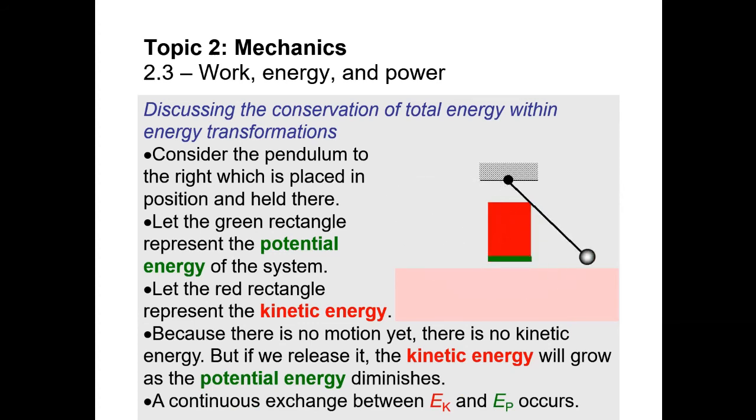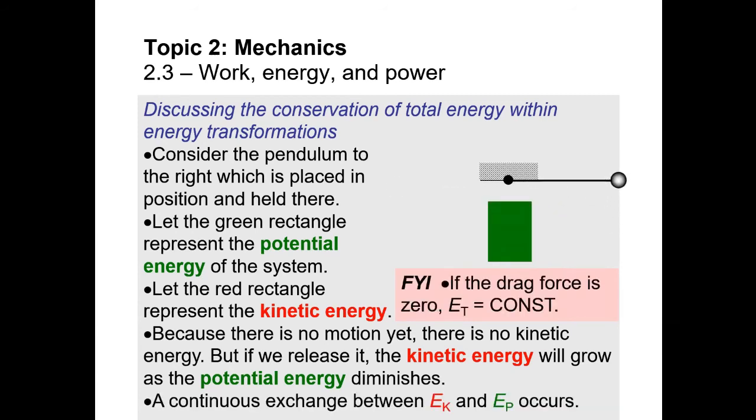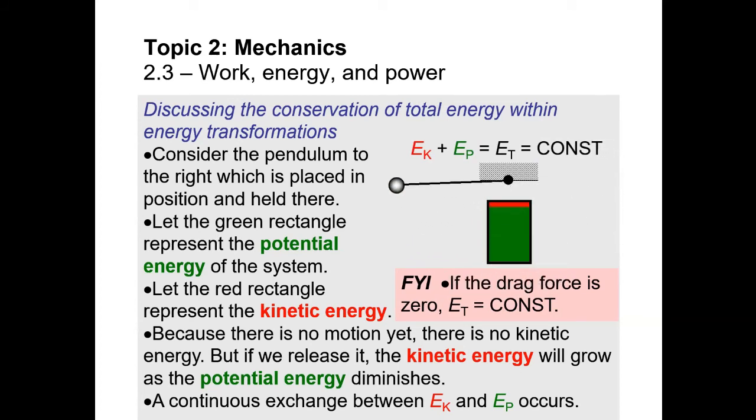At the highest point, maximum gravitational potential energy. At the lowest equilibrium position, maximum kinetic energy. If the drag force is 0, then total energy is constant. So kinetic energy plus potential energy equals total energy, which is constant as the drag force is 0.